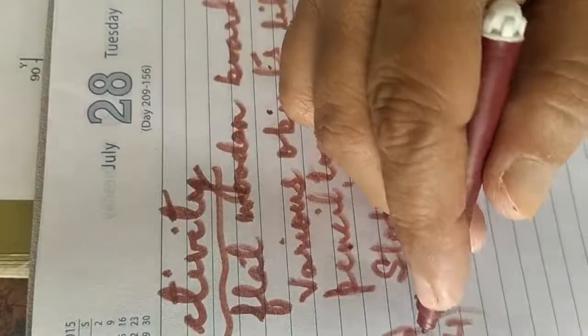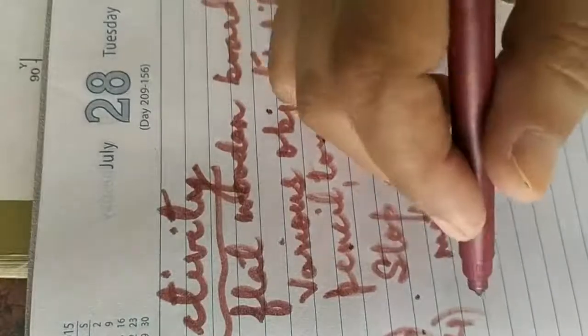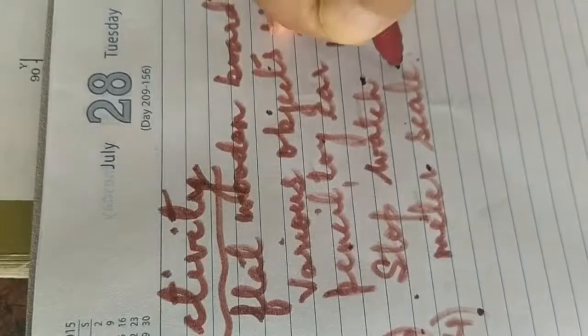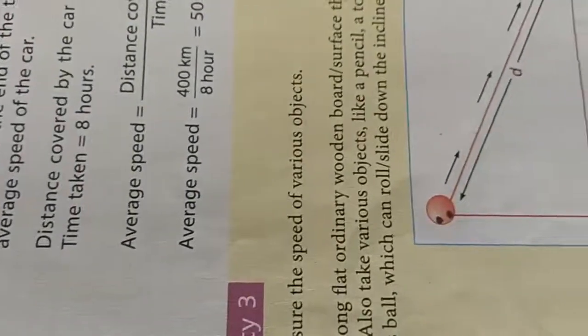The third thing you have to take is the stopwatch, with the help of which you can calculate the time. Okay. Then the fourth thing which is needed is a meter scale, with the help of which you can easily measure the distance. So the arrangement is done in this way. See here in your book it is given.